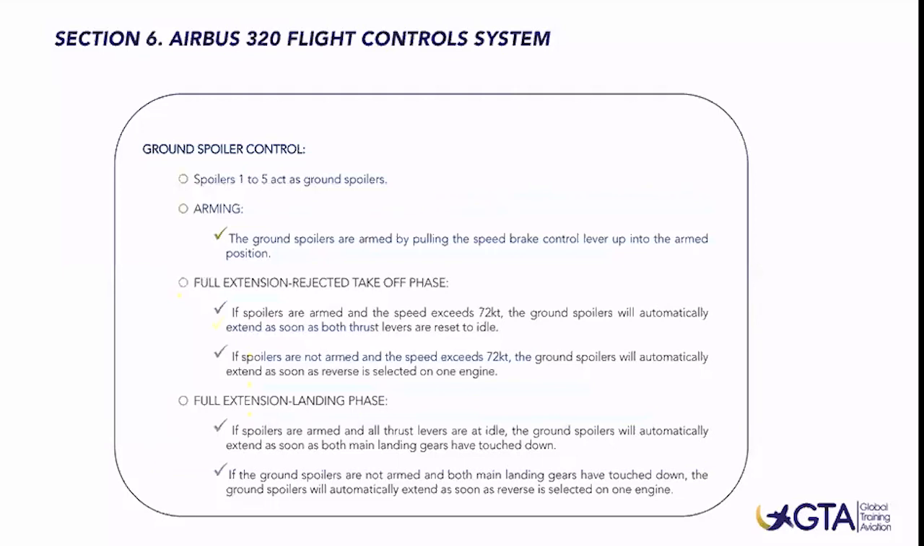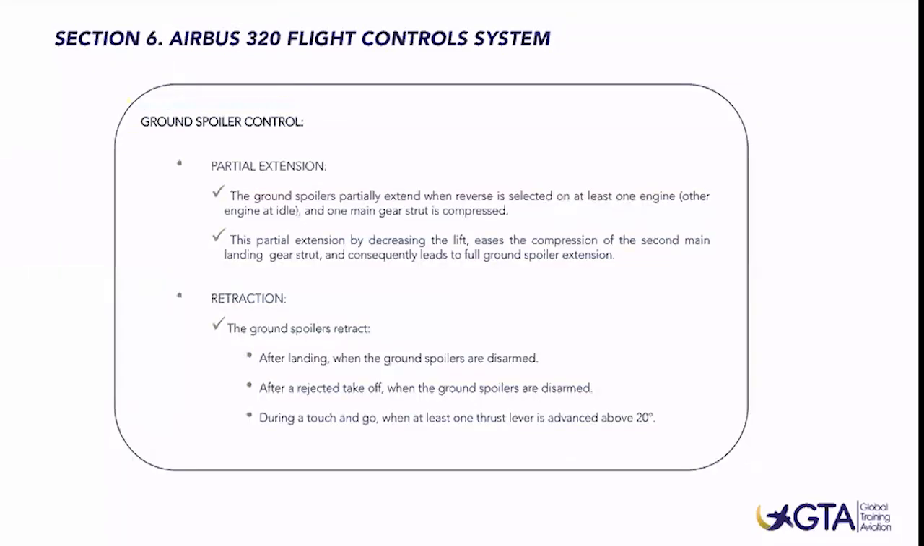During a touch and go, when at least one thrust lever is advanced above 20 degrees, the spoilers will automatically retract as well. We have in this picture how the spoilers work during the landing roll or during the rejected takeoff. Remember that in case of a rejected takeoff, these spoilers will deploy as soon as our speed is above 72 knots, and this spoiler deployment will send the electrical signal for the auto brake activation.